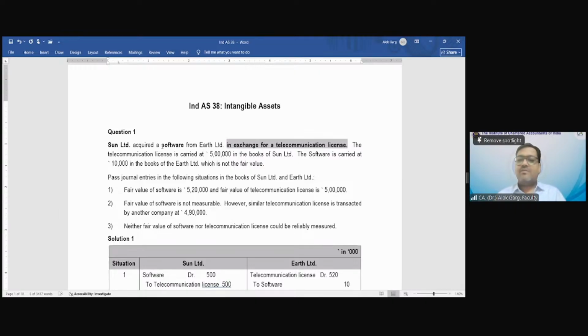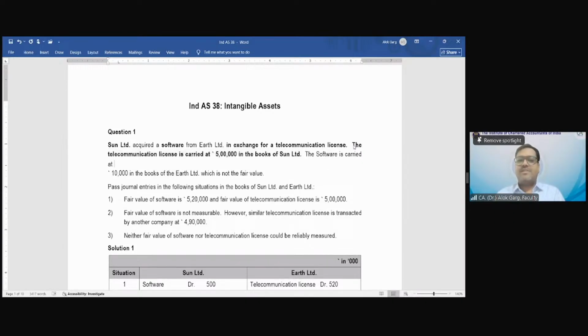So what is the intangible asset which Sun Limited is giving up? Telecom license. So they are giving up the telecom license, and they are acquiring a software. Right? So we have to measure the software value. And this is a barter. The company is not paying cash. The company is paying in terms of telecom license. The telecom license is carried at rupees 5 lakh in the books of Sun Limited. And what is the WDV? What is the carrying value of the telecom license in the books of the company?